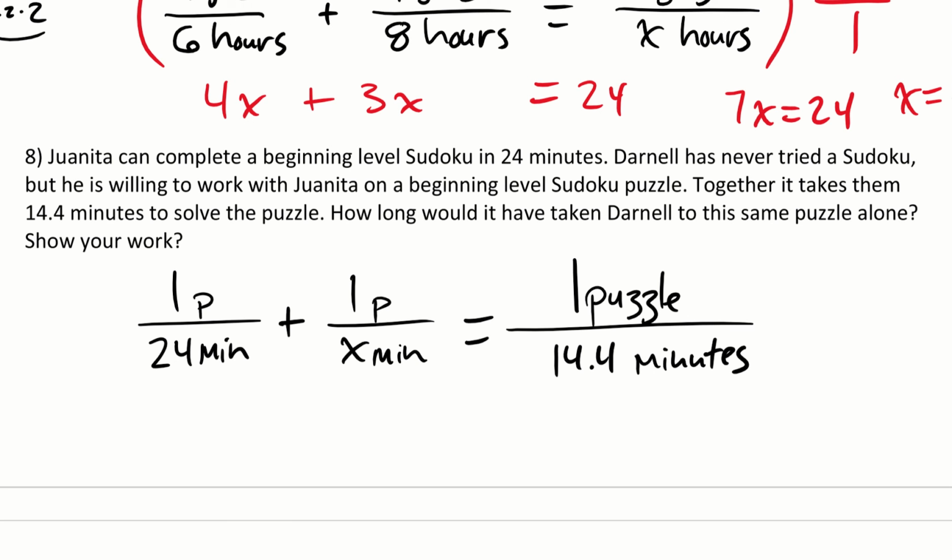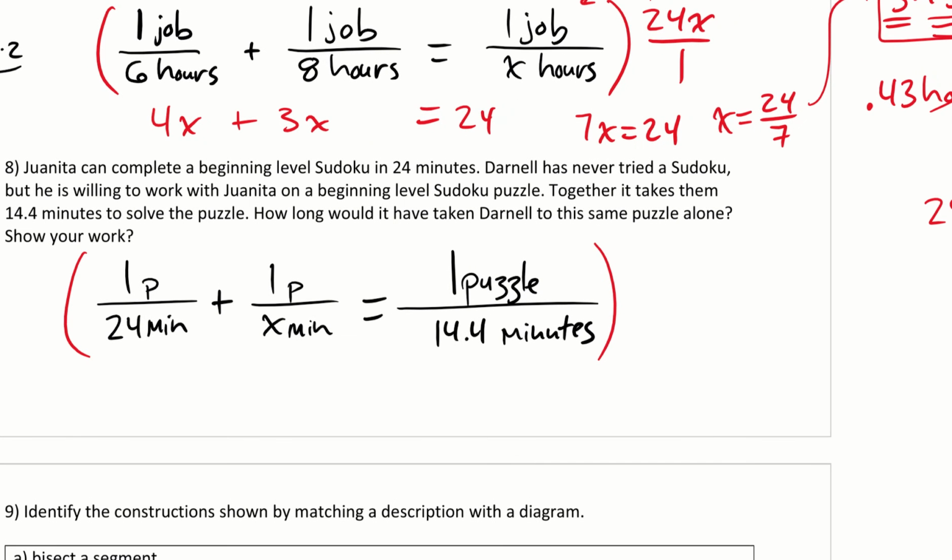So I'm going to multiply. Actually, I'm not going to do any multiplication, I'm just going to symbolically think about it. I'm intending to multiply both sides by the number 24 and 14.4 and x. So I'm going to push through those three factors across this entire equation. For the very first term, 24 times 14.4 times x divided by this 24 is going to leave me with 14.4x.